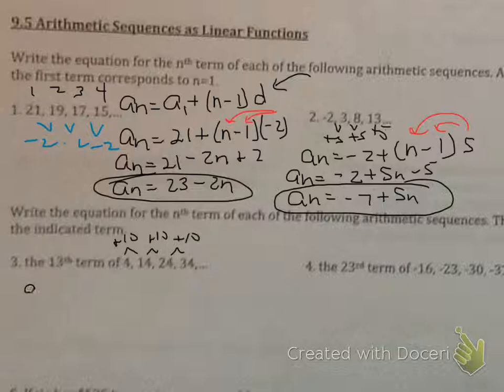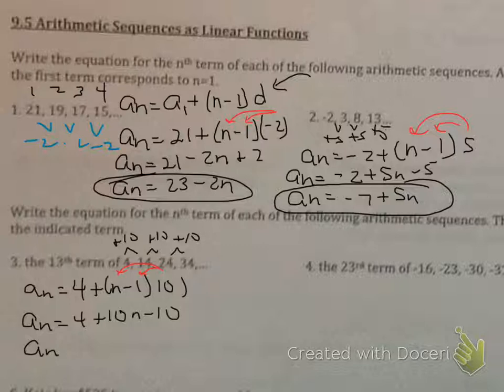Alright, my first number, so an equals a1, is a 4. That's my first number. Plus n minus 1, and my pattern is a 10. And now I'm going to distribute the 10 to everything. So then it's an equals 4 plus 10n minus 10. Combine my 4 and my 10 together. One's a positive, one's negative, so that makes it a negative. So I'm just going to say 10n minus 6.